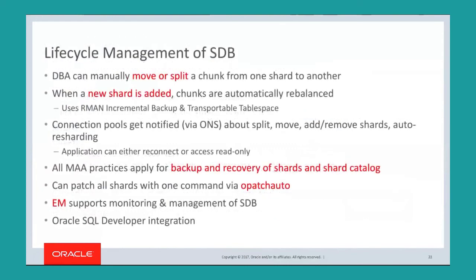All right. The lifecycle aspects: a DBA can explicitly move a chunk from one shard to the other. If they believe that this particular chunk is very active and very busy in this shard and is thrashing this particular shard, maybe I'll take it to another shard that's not overloaded, or maybe to a powerful server. I could explicitly move a chunk from one shard to the other with a simple gdsctl command. If a chunk becomes too big, I could even split a chunk in the middle, and then move half of the chunk to another shard. You have those controls. When a new shard is added, chunks are automatically rebalanced, and we use traditional RMAN incremental backup and transportable tablespace technology to relocate the chunks and rebalance.